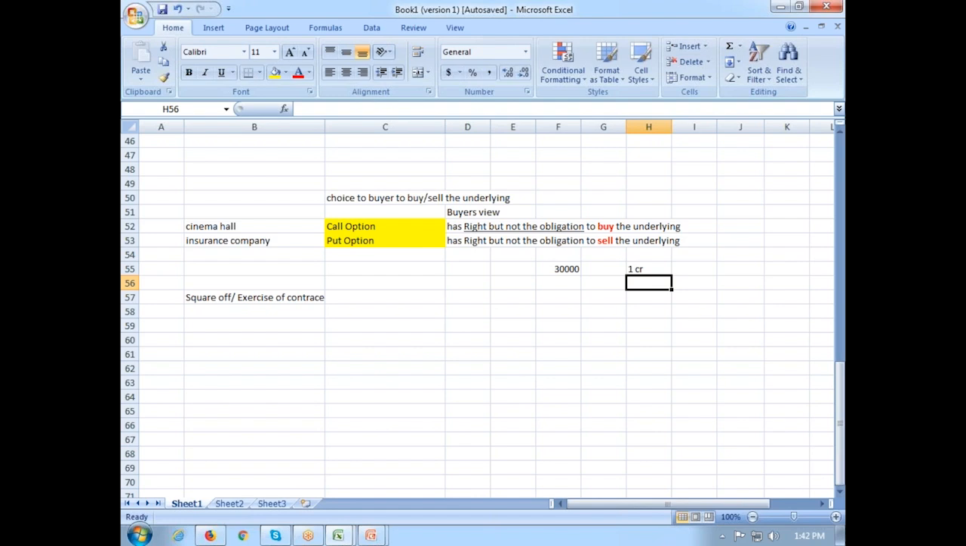So in this case, what happened? What was my downside? If nothing happens to me, that 30,000 is gone for the year. That 30,000 is gone for the year.